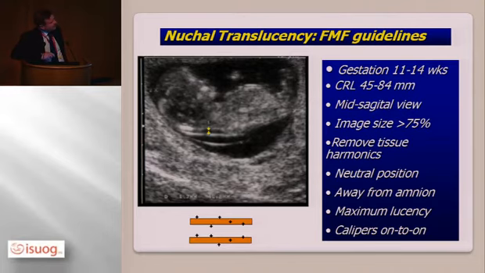So there are very specific didactic instructions to everyone, and most of you in the audience will know this because many of you will be nuchal accredited, I would guess, as to the size of the baby, the gestation, what view you take, what the image size is, what setting you use, remove tissue harmonics there, neutral position away from the amnion, where you put your calipers. Where do you put your calipers?